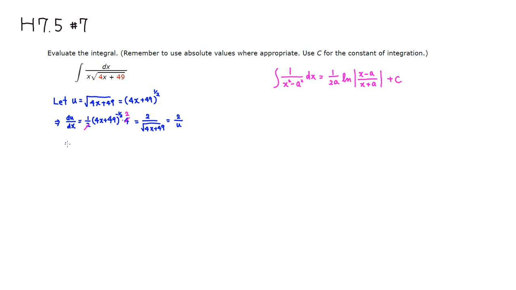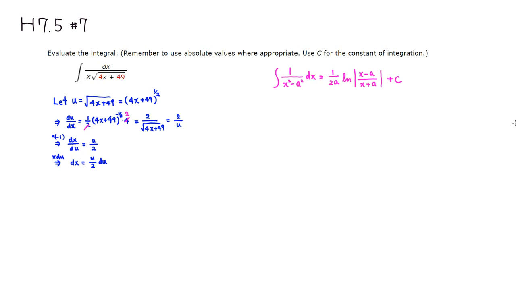Then we want to find dx, so first we take the reciprocal of both sides: dx over du is equal to u over 2. Then multiply through by du, so dx is equal to u over 2 du. Alright, so let's rewrite this integral.